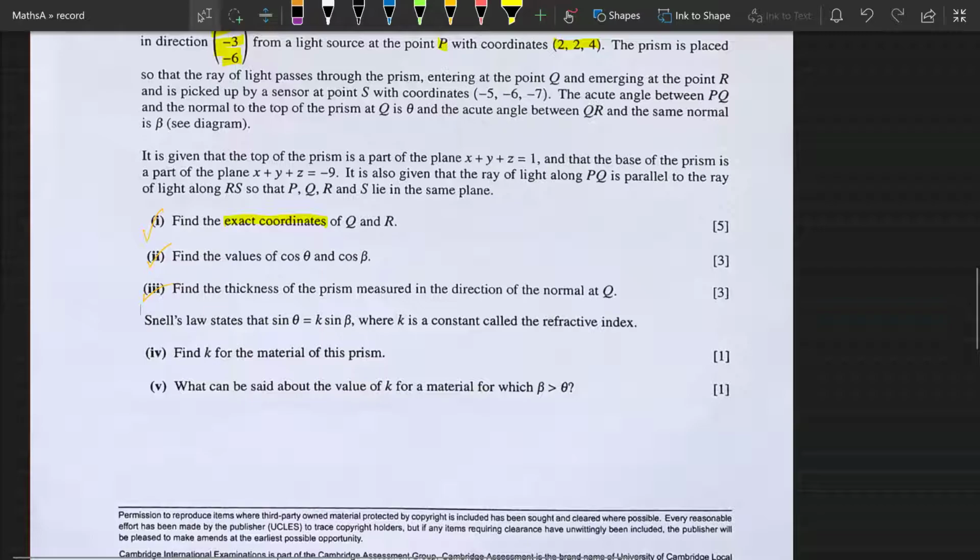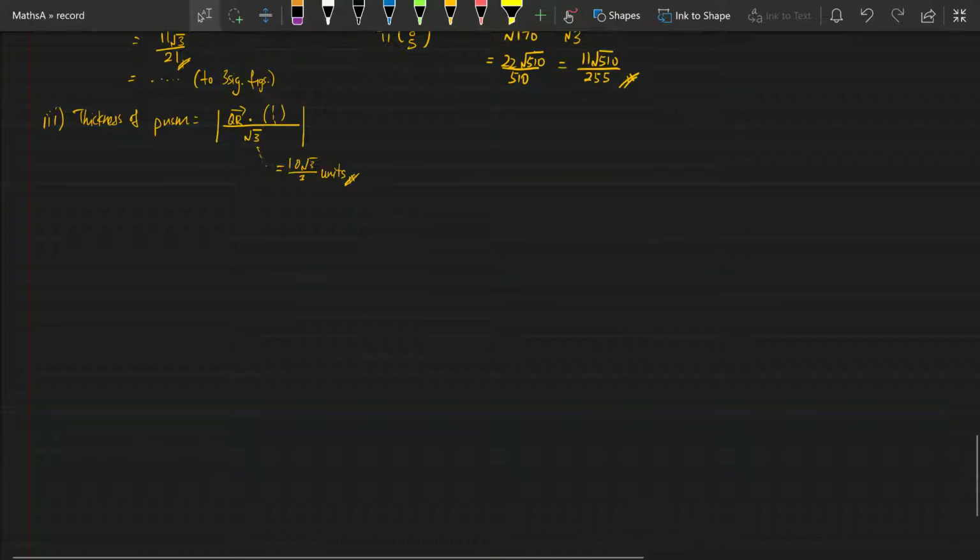Okay, so now coming back to this, now is the part where we talk about the physics, but it's not so intimidating. Because they just tell you that there is this law, this guy Snell who said sine theta equals k sine beta, where k is a constant called the refractive index. Find k for the material of this prism, and actually it's only 1 mark, so we shouldn't spend that much time on it. Let me just be a bit quicker here. Don't take up too much of your time.